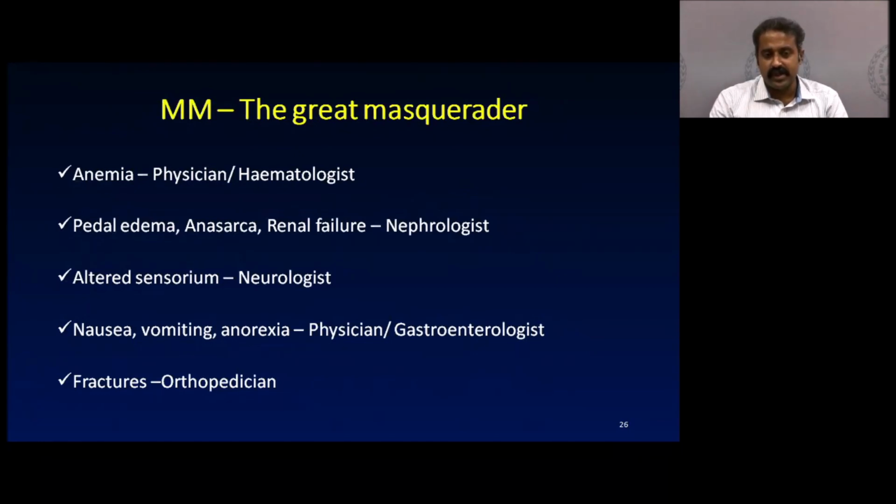If the patient develops anemia, the patient can go to a physician or a hematologist. The patient presents with features of renal failure like pedal edema, anasarca, or decreased urine output. They may contact a nephrologist. With altered sensorium and neuropathy, the patient can go to a neurologist. Other non-specific symptoms like nausea and vomiting, again, they can go to a physician or gastroenterologist. And if there are fractures or any trivial trauma causing fractures, the patient can go to an orthopedician. And this is what makes multiple myeloma unique and sometimes very difficult to diagnose.